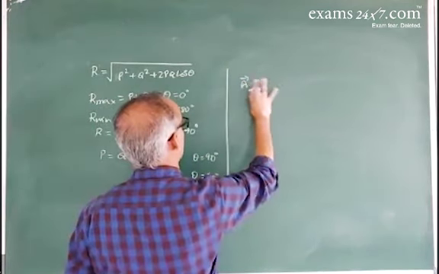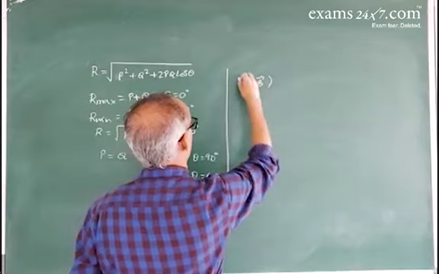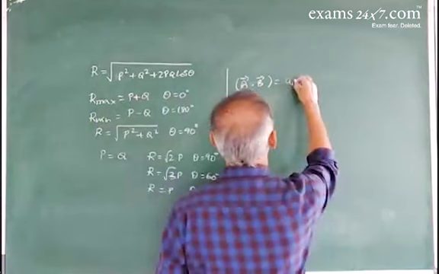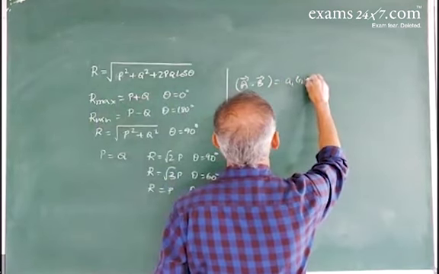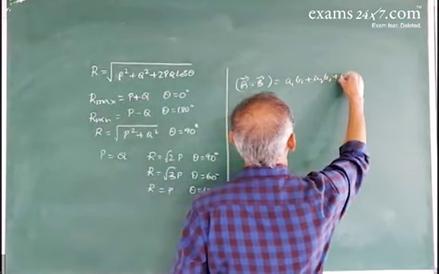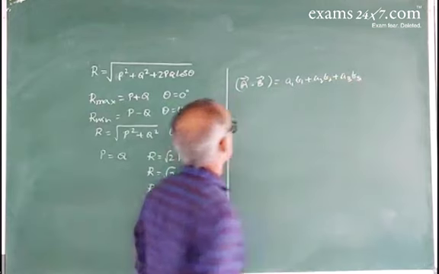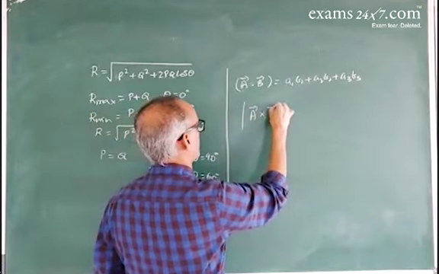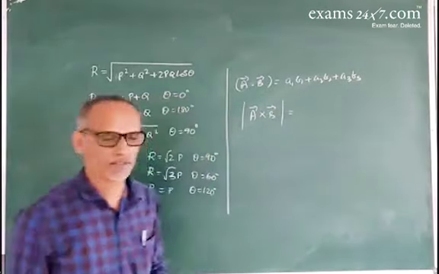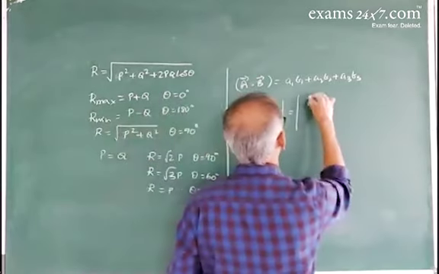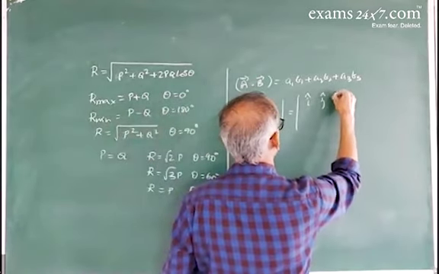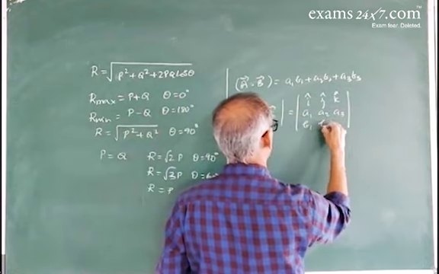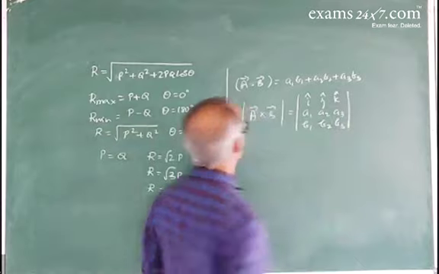The dot product, which is A dot B, is given by the sum of the products of the coefficients of A and B, which is A1 B1 plus A2 B2 plus A3 B3. And if you want to find the magnitude of the cross product, you have to use the determinant where the rows are the unit vectors i, j, k, then the coefficients A1, A2, A3, and then B1, B2, B3.